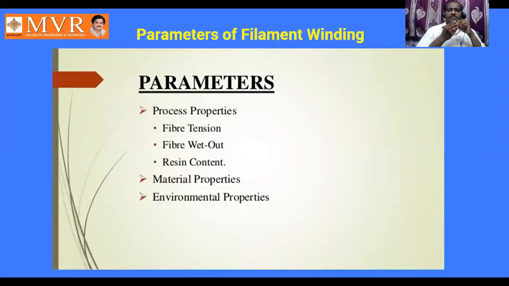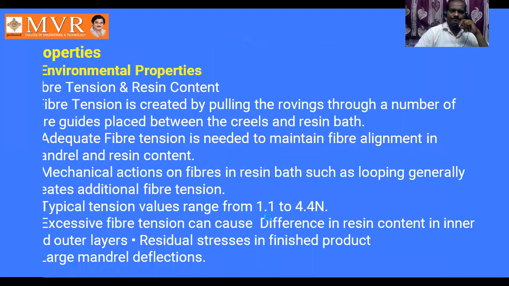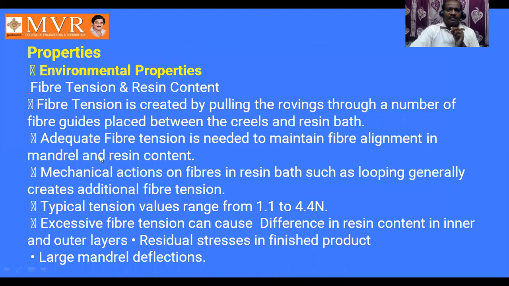Next, parameters. In this filament winding process, the parameters are fiber tension, fiber wet out, and resin content. So resin content may increase or decrease. The tension of the fiber depends upon how much we are pulling. Fiber wet out depends on how much time we are spending to wet out the fiber. Mechanical properties also depend upon these three. Environmental properties also influence the process we adopt. First it depends upon fiber tension and resin content.